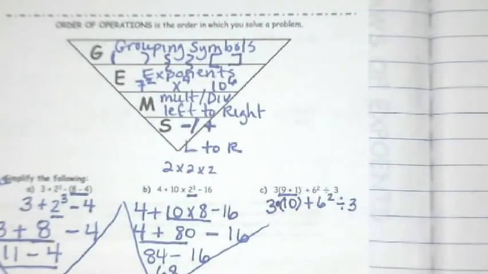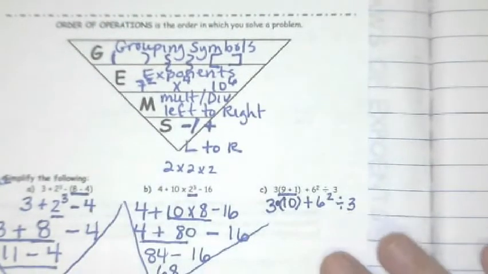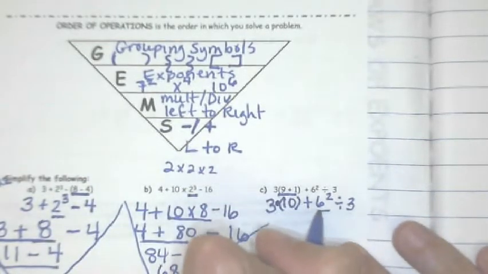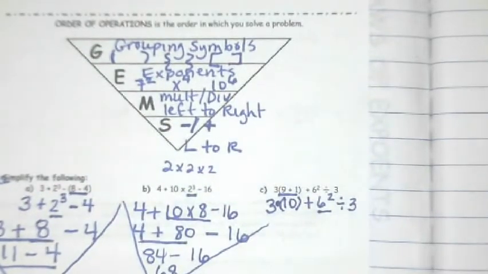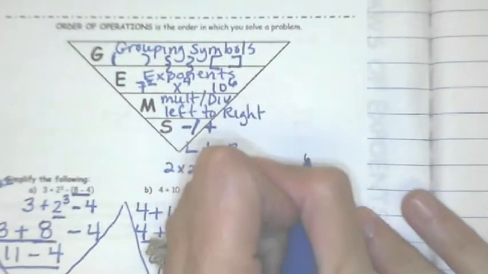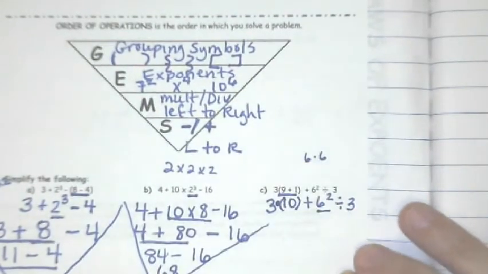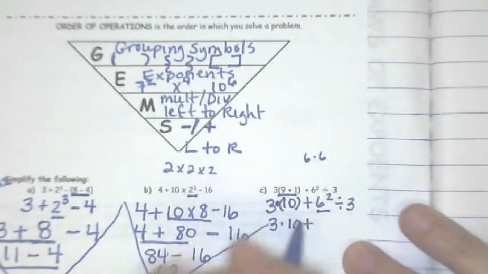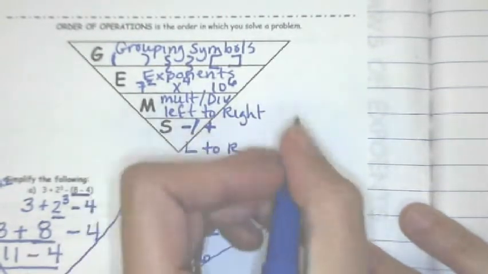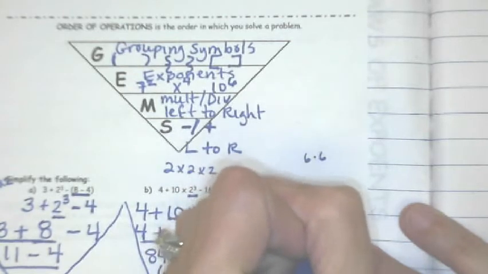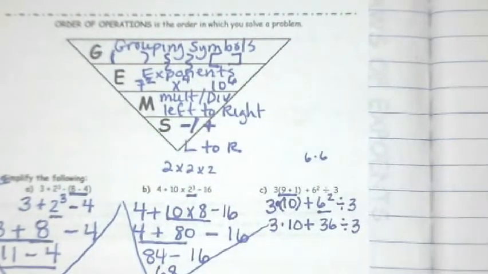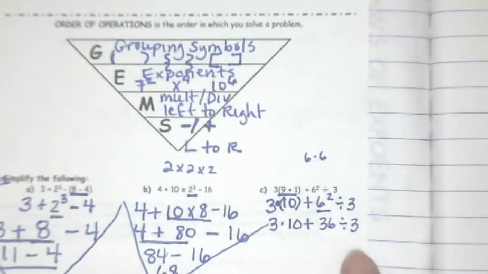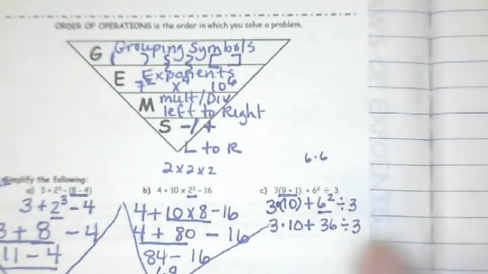So I'm done with parentheses or grouping symbols. Then I look back. Do I have exponents? I do have an exponent. That's 6 squared. Well, how many times am I going to multiply 6? 6 times 6, well, 6 times 6 is 36. I'm going to rewrite the 3 times the 10, plus, that 6 times 6 is 36, and then divide by 3. So, do I have any more exponents? No, I do not. So I go to the next thing, which is the multiplication or division.